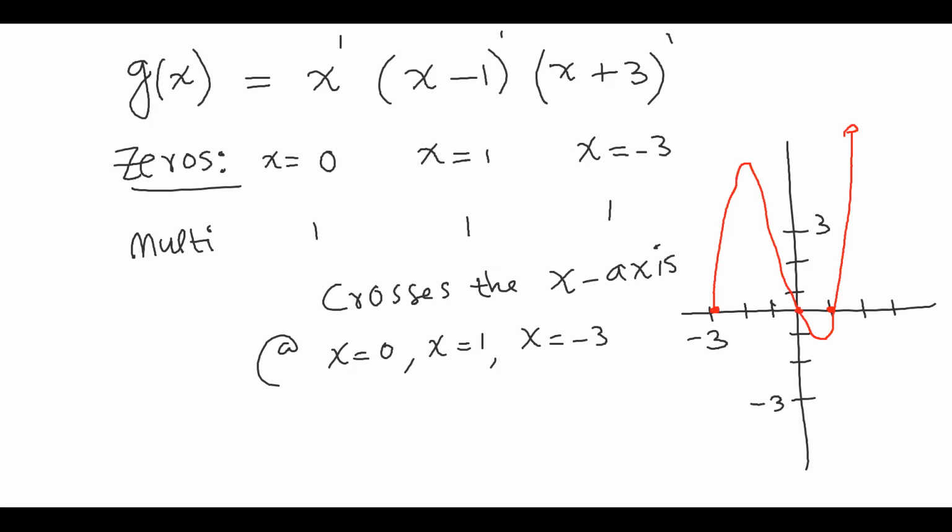Okay, so if you look at the graph, at these points the graph is crossing the x-axis because the multiplicity is odd. You can enter this on your calculator and see the graph as well. Since all of them are odd multiplicity, the graph is crossing the x-axis at the points -3, 0, and 1. Questions?